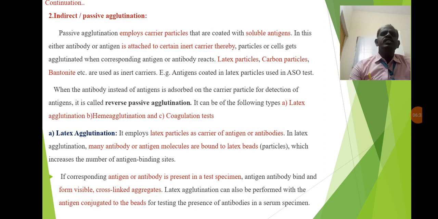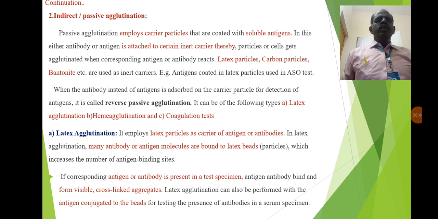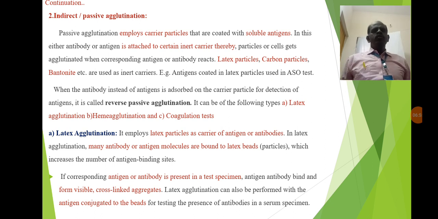Now the indirect or passive agglutination. The passive agglutination generally employs carrier particles that are coated with soluble antigens. In this, either antibody or antigen is attached to certain inert carrier, or the cells that get agglutinated when the corresponding antigen or antibody reacts. Inert carriers such as latex particles, carbon particles, or bentonite are used. Example: antigens coated on latex particles, which is used in the ASO test.